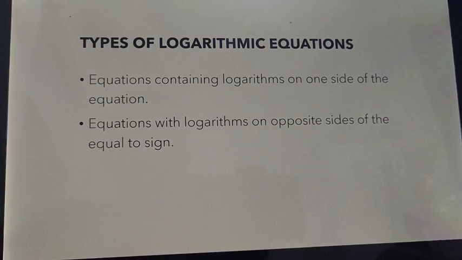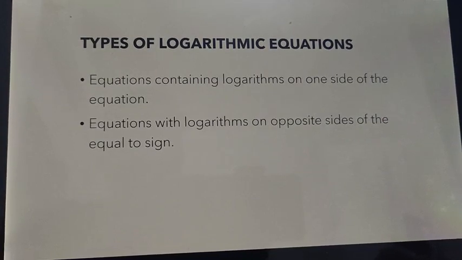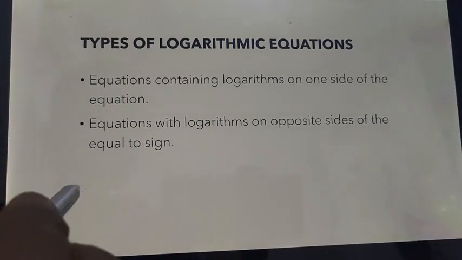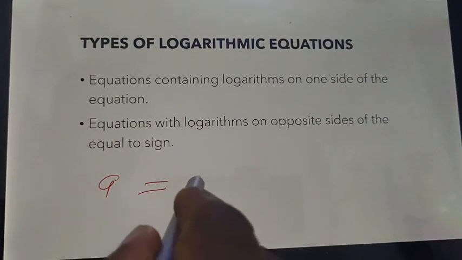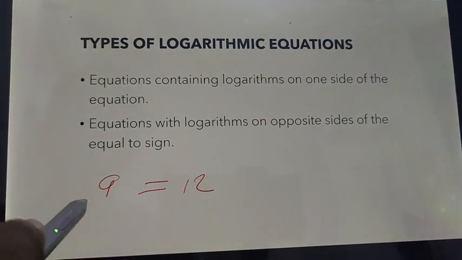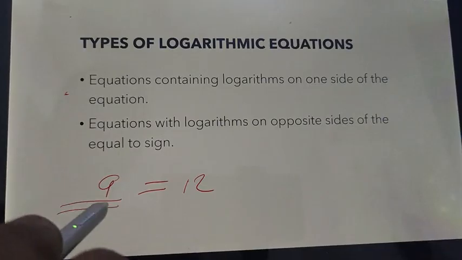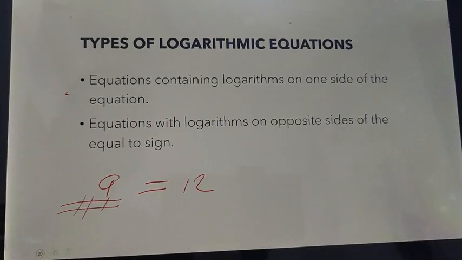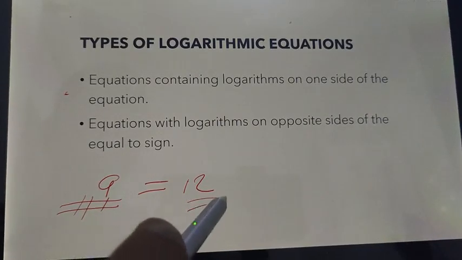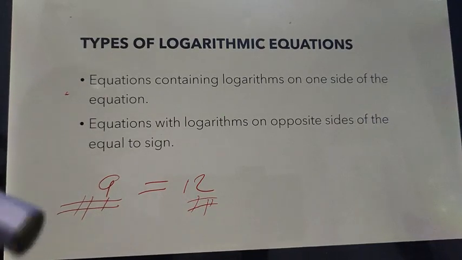Now, let's look at types of logarithmic equations. Equations containing logarithms on one side of the equation, that's type number 1. The equation, you can thus say A is equal to, let's say, 12. So, according to this one, it means that the logarithm itakhala mbali imodzi A. Okay? Kapena itakhala mbali inayo. Okay?